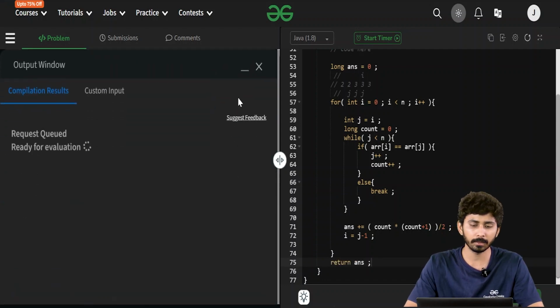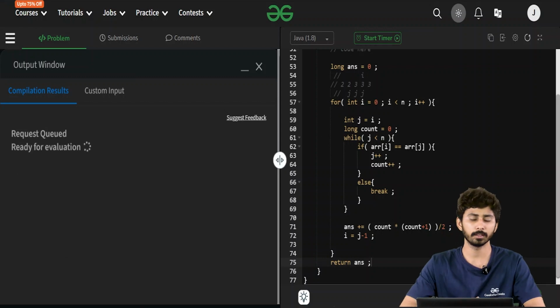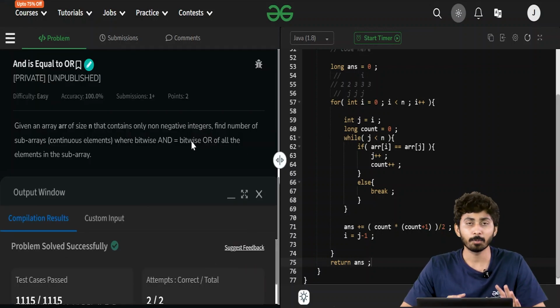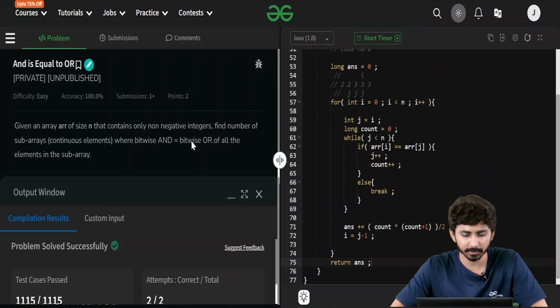Let's try to compile and see. Okay, so it's working fine, and let's try to submit and see what we get. And we can see that the problem has been successfully submitted. It's a pretty easy question, just simple observations are required.